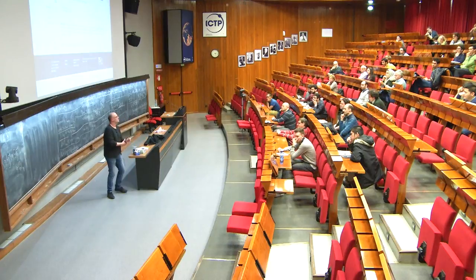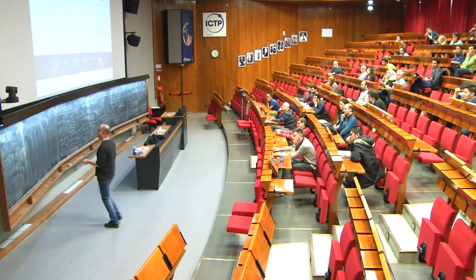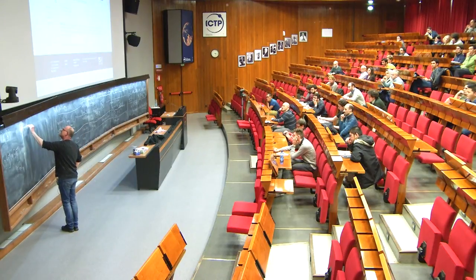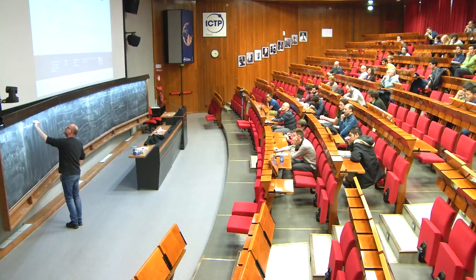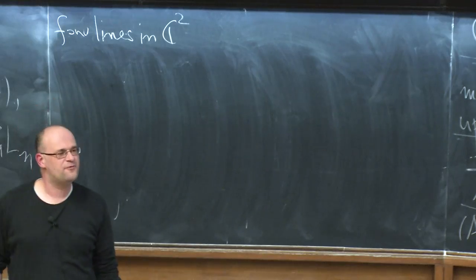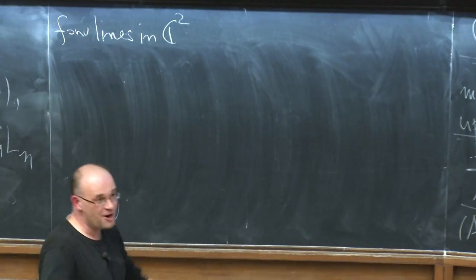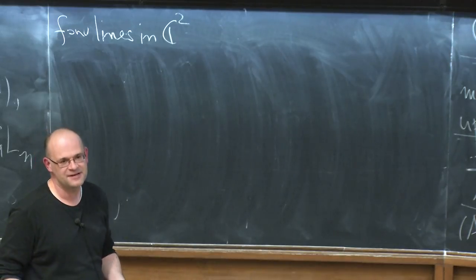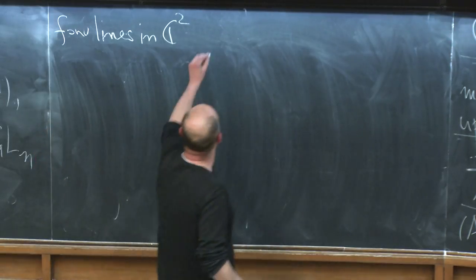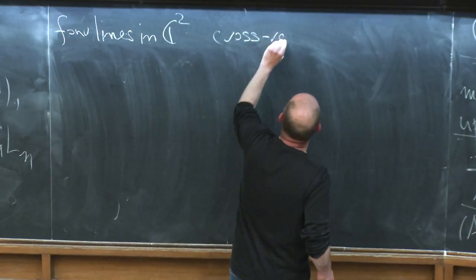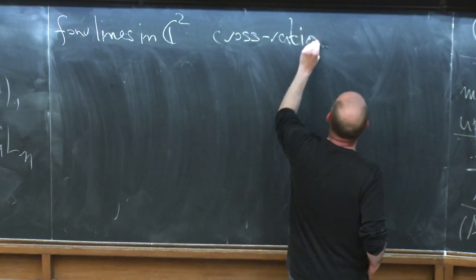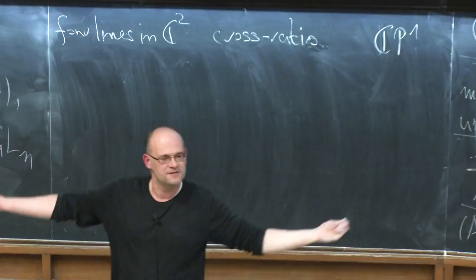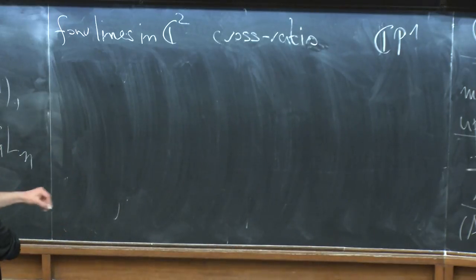Let's study lines in the plane, lines through the origin of the plane. So here's the moduli problem: four lines through the origin in C2. Or if you want, four points in P1. We think of projective geometry, and there is a continuous parameter, which is the cross ratio. The cross ratio is a continuous parameter, and so the moduli space you come up with is a CP1. That's this one continuous parameter. So that's classical projective geometry.